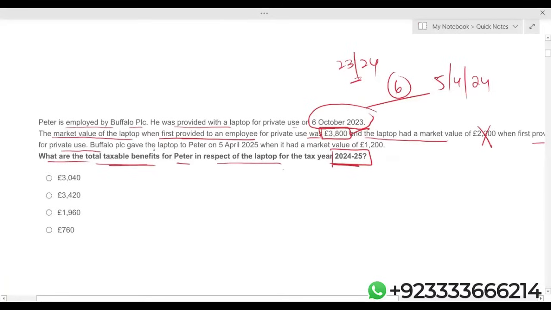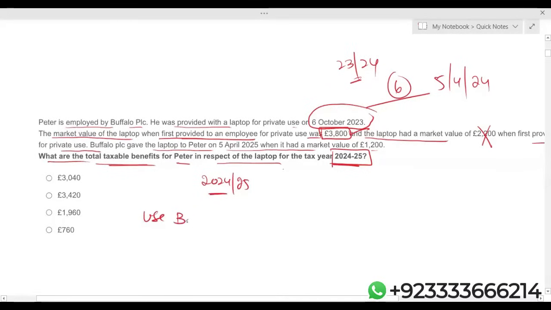For private use, Buffalo gave the laptop to Peter on the last day when it had a market value of 1,200. Logically, in the tax year 24-25, there will be two taxable benefits. One, the benefit of use. The second is the gift benefit. So let's calculate the tax year 2024-25.